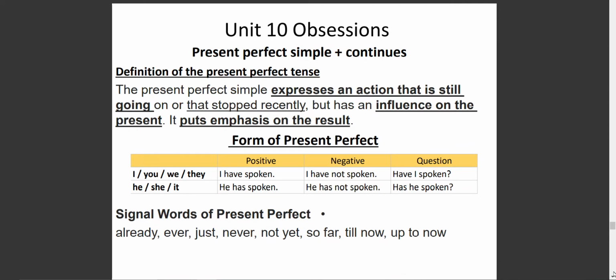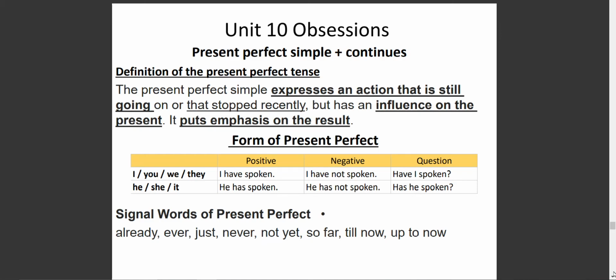What's the present perfect tense? Some students don't know what it is. So let's define it. Present perfect tense, simple: it expresses an action or event that is still going on or that stopped recently but has an influence in the present. It puts emphasis on the results.